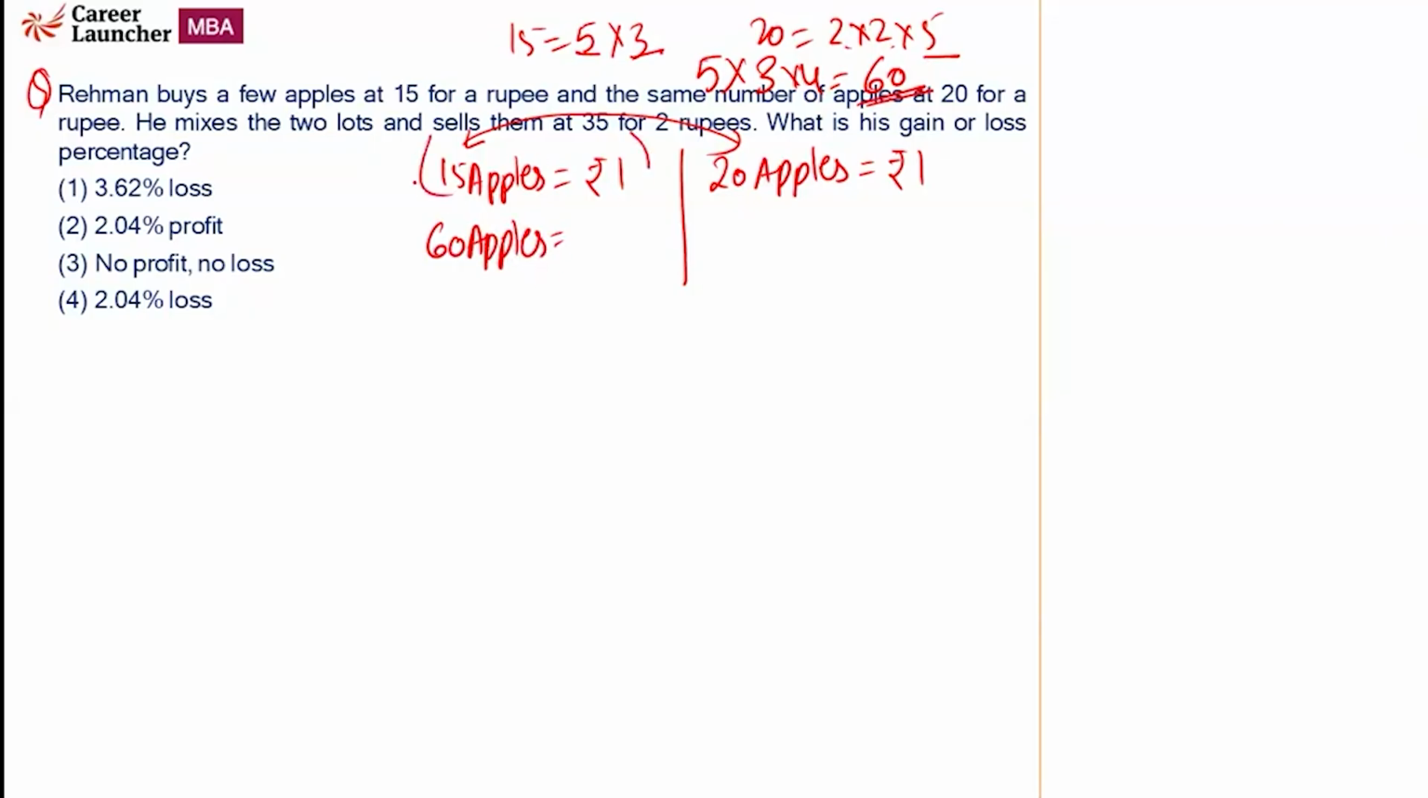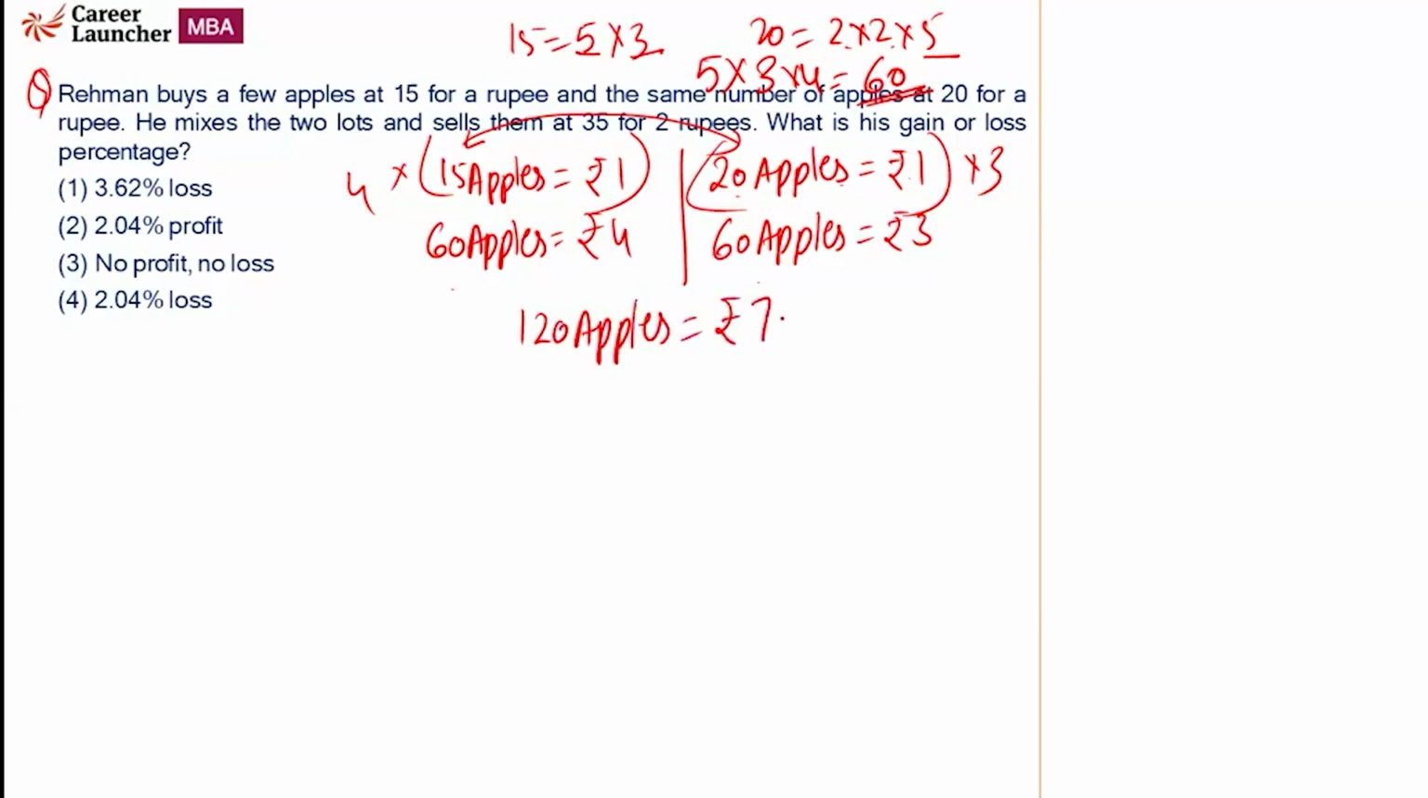I multiply both sides by 4. Do you agree with it? That gives you ₹4. 20 apples for ₹1. So 60 apples will come for how many rupees? I'll multiply both sides by 3. How many apples? 120 apples you bought for ₹7. Do you agree? But you are selling. The other part of this is 35 apples sold for ₹2. But 35 and 120 are not multiples of each other.